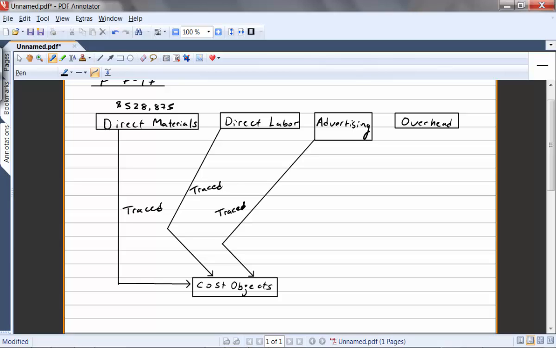So ABC attempts to more accurately trace and allocate costs. That's the idea. That's the purpose. It attempts to more accurately trace cost to products or to cost objects.